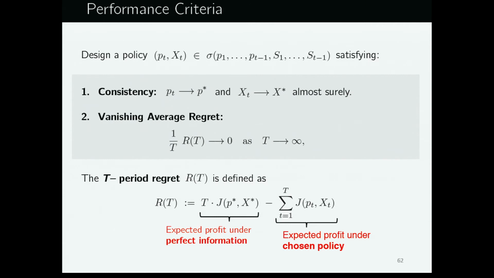So here we're measuring regret as the expected profit you would derive under the Oracle optimal decisions over t periods minus what you derive using your policy. Okay, so standard definition.